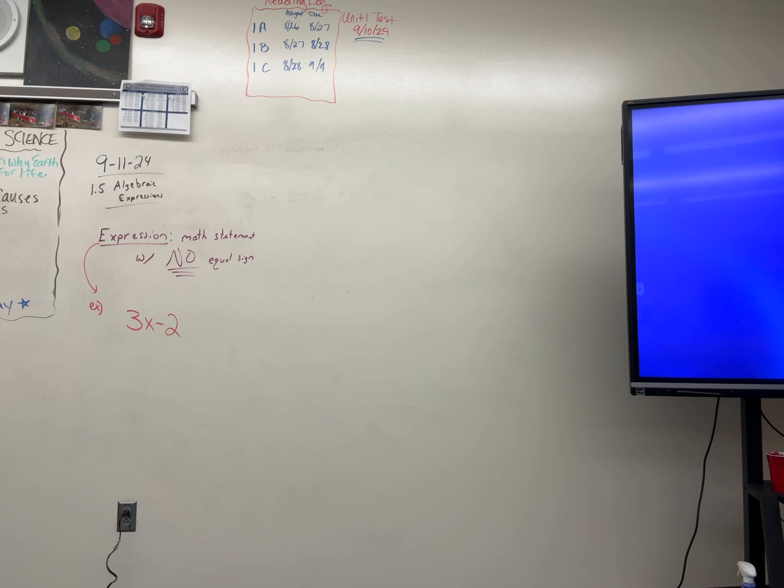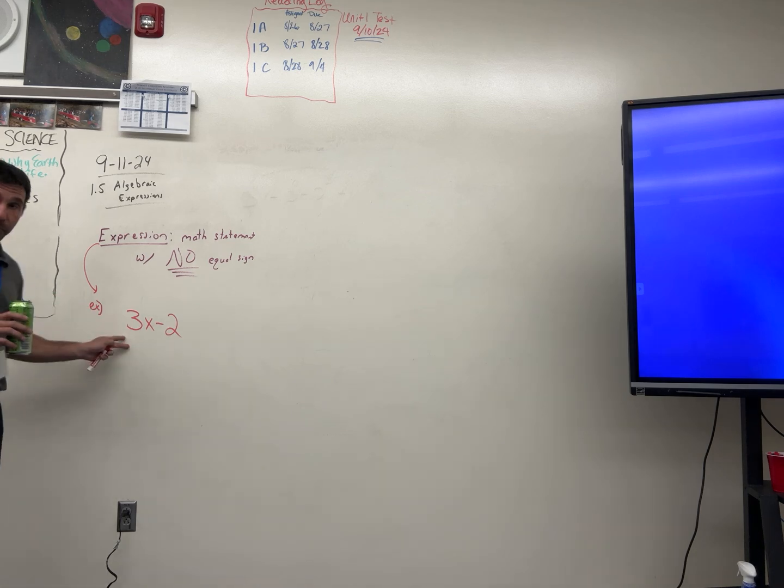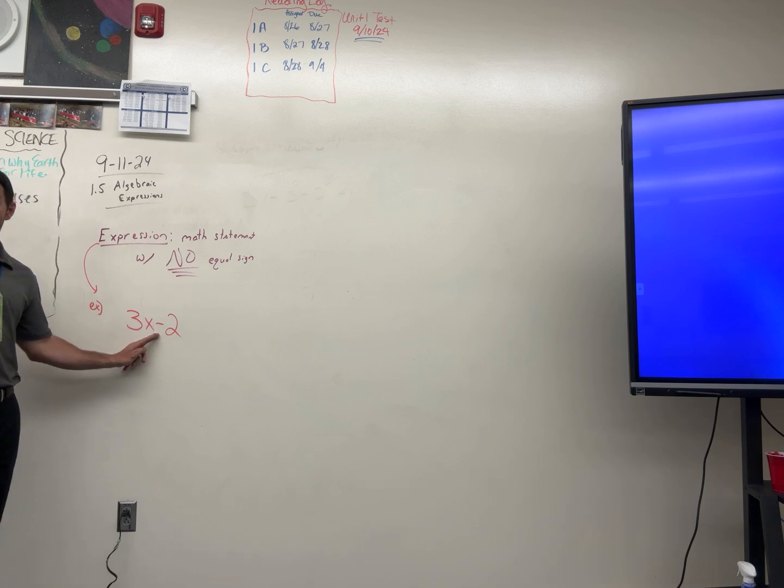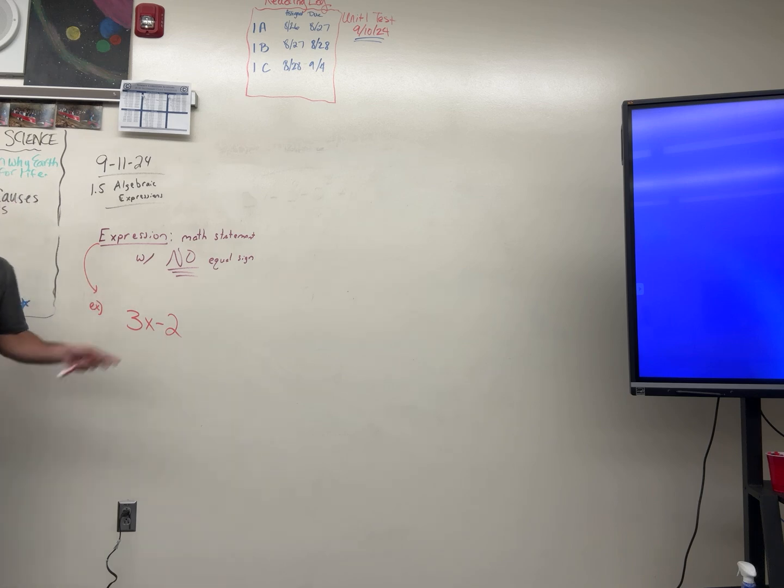Do I just say 3x? What is 3x? What does that mean when I have a number smack dab up against that thing? 3 multiplied by x. Oh, so this is 3 multiplied by x. Then what? What's that sign? Minus 2. 3 multiplied by x minus 2.